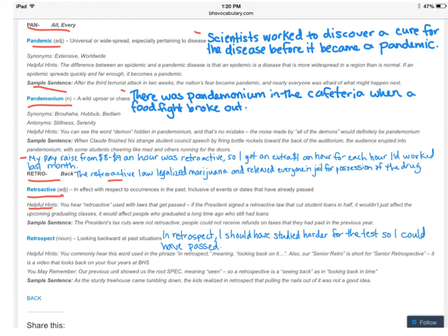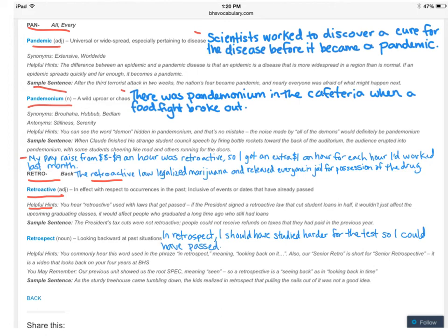Second one, the retroactive law legalized marijuana and released everyone in jail for possession of the drug. So if the law is retroactive, it says, well, this is no longer a crime, so if you committed a crime, you're now out of jail. In contrast, a law that was not retroactive, well, you'd say it was illegal when it happened, so you're going to have to stay in jail.